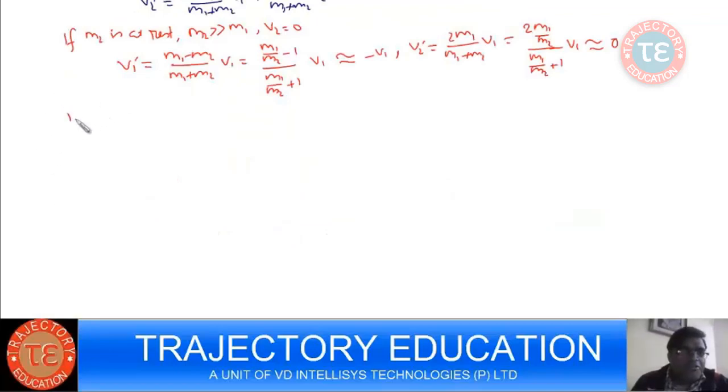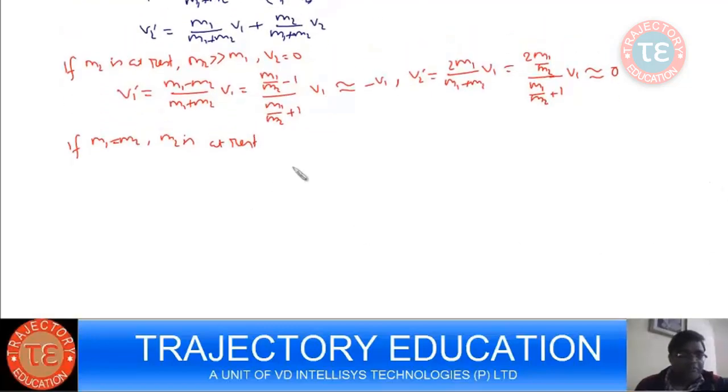Now I have one more beautiful case. Suppose m1 is equal to m2 and m2 is at rest, what should I expect? Have you played carom board? If one of your discs strikes the other disc, what do you expect?